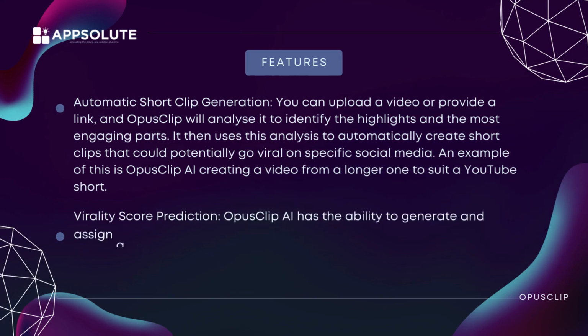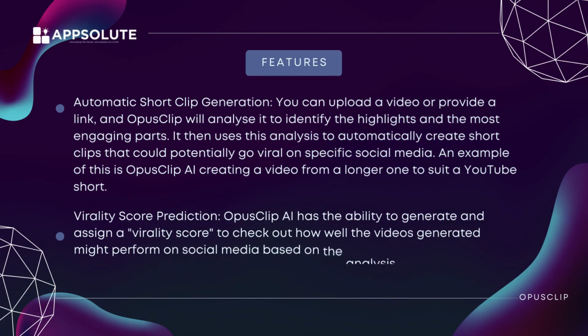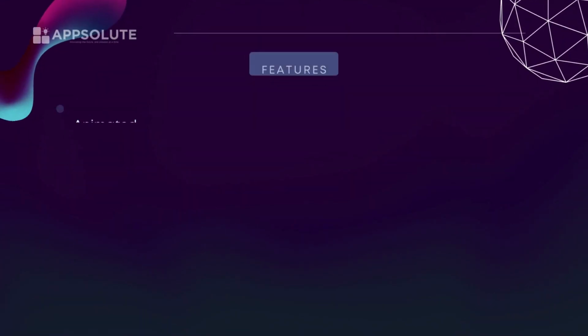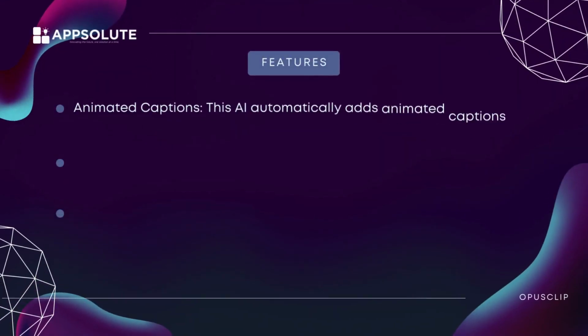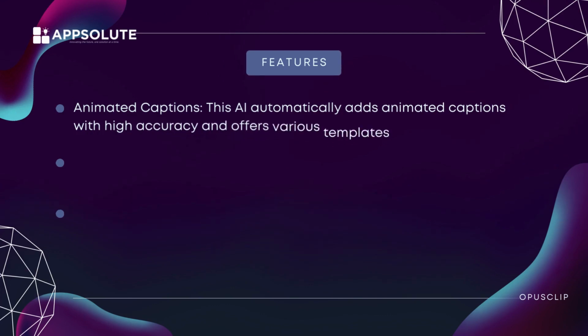Virality score prediction. Opus Clip AI has the ability to generate and assign a virality score to check out how well the videos generated might perform on social media based on the analysis of thousands of viral videos. Animated captions. This AI automatically adds animated captions with high accuracy and offers various templates to choose from.